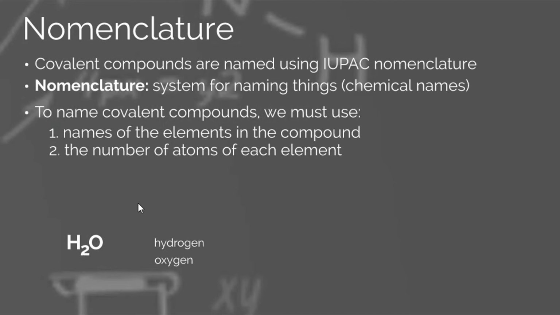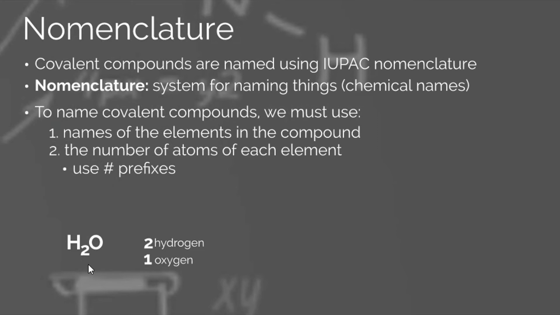Second thing we need to know is the number of atoms in each element. Again, just looking at this chemical formula, we already know all of that. We know that we have two hydrogens and one oxygen atom. All right, so next we need to use number prefixes.